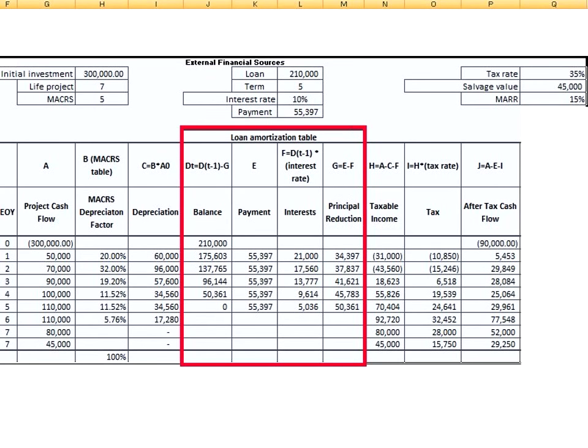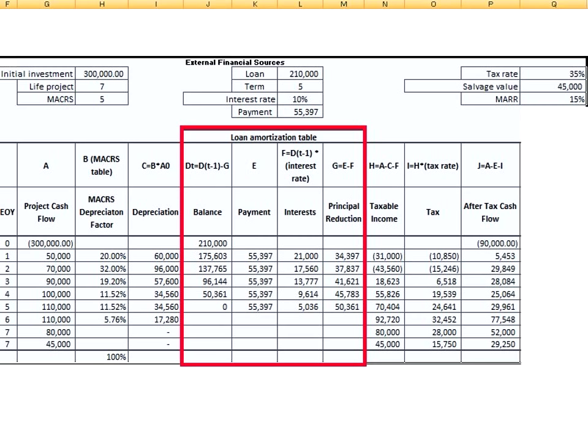So we create the amortization table, starting with 210,000 at year 0. And then we can compute the corresponding interest to be 10% of that amount, 21,000. We subtract 21,000 from 55,397 to obtain the amount in principal, as we have described in the previous video about the amortization tables. The difference between 55,397 and 21,000 is 34,397, which is used to reduce the amount we owe. Originally 210,000, we subtract, and we obtain that at the end of the first period we owe only 175,603.